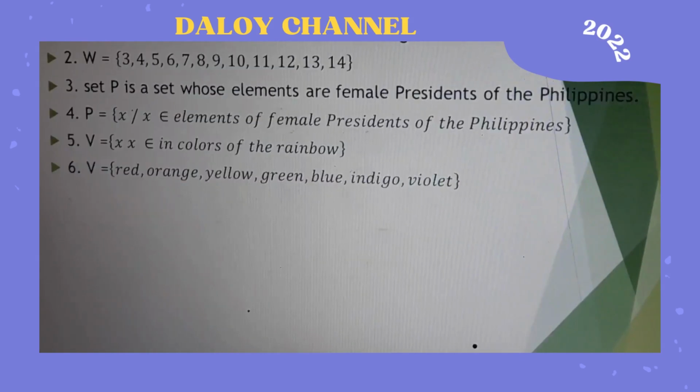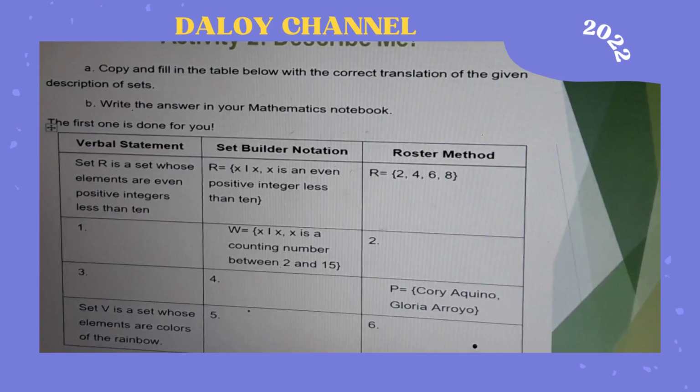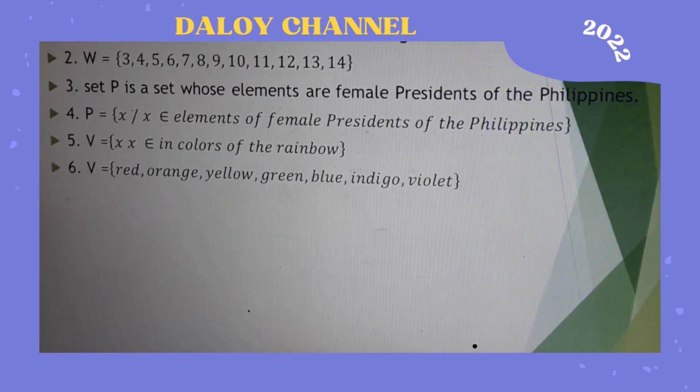So let's continue. In activity 2, you'll be given time to perform this. Letter A, you're required to copy and fill in the table below with a correct translation of the given description of sets. Letter B, write the answer in your mathematics notebook or a paper will do. The first one is done for you, meaning it will serve as your reference or example in performing this task.